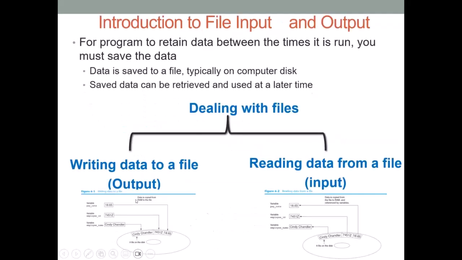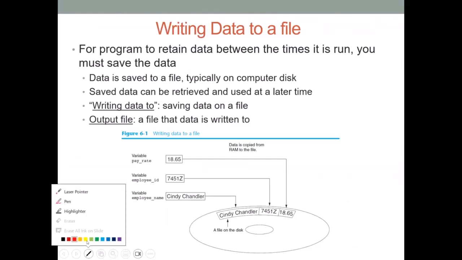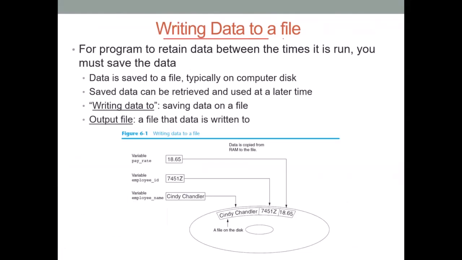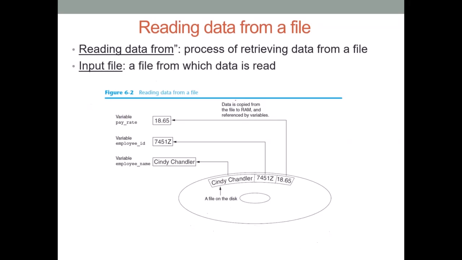So now we know what reading and writing are. Let us quickly say, what is writing data to a file? From the program to where? To a file. Data is saved to a file, typically on a computer disk. Saved data can be retrieved anytime later, yes or no? Writing data means saving data to a file. An output file is the file you are writing data to.